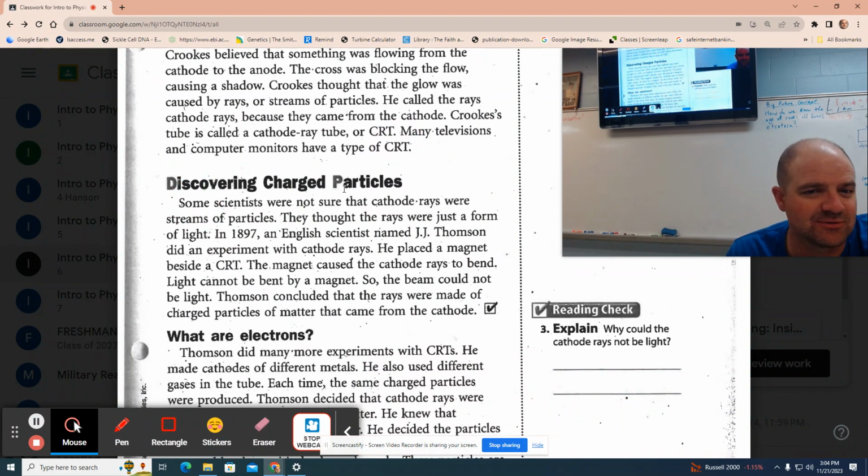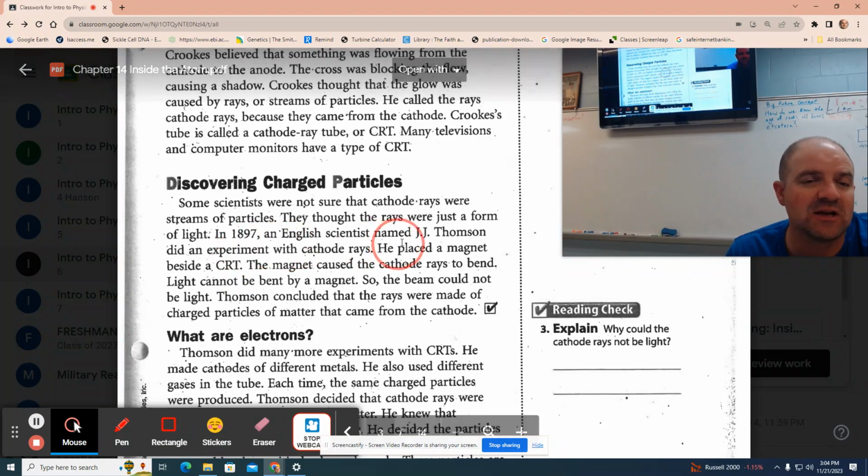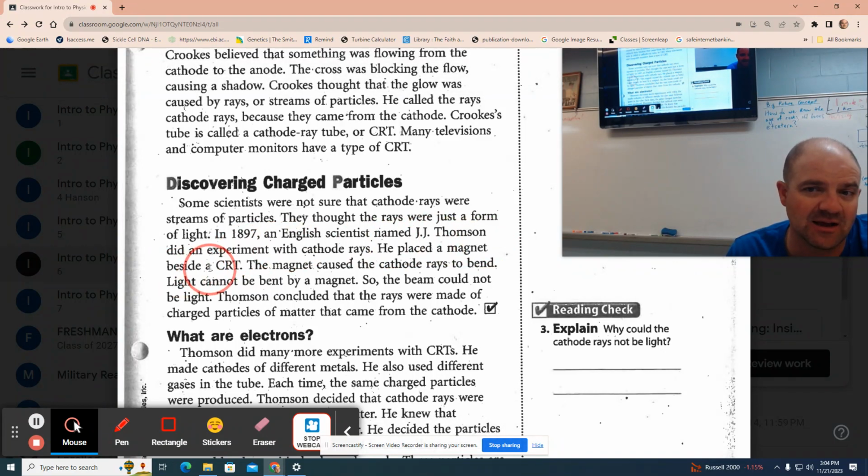Discovering charged particles. Some scientists were not sure that cathode rays were streams of particles. They thought the rays were just a form of light. In 1897, an English scientist named J.J. Thomson did an experiment with cathode rays. He placed a magnet beside a cathode ray tube. The magnet caused the cathode rays to bend. Light can't be bent by a magnet, so the beam could not be light. Thomson concluded that the rays were made of charged particles of matter that came from the cathode.